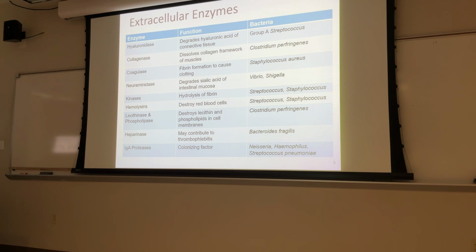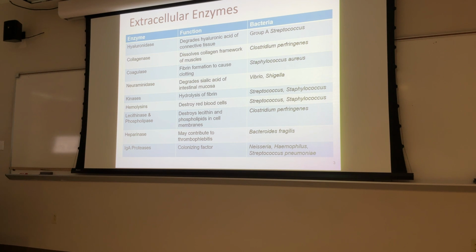This is something bacteria can make, like group A strep. Collagenase, same thing, breaks down collagen. It can get through collagen and penetrate into your tissue. Clostridium perfringens does that. Clostridium perfringens is one of the ones that can cause gangrene. We'll talk about that here in a couple of weeks.